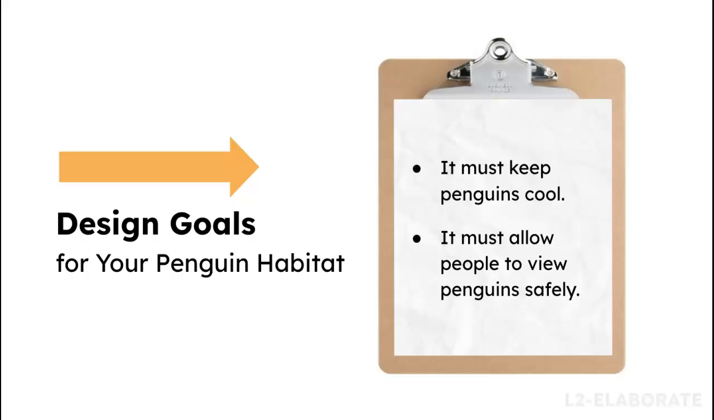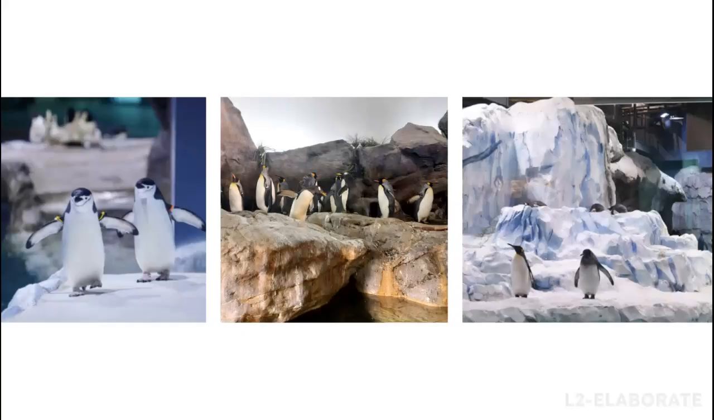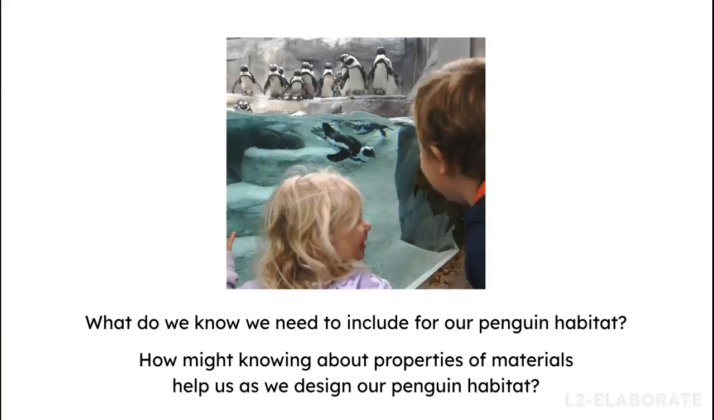You'll display and review the design goals from Lesson 1. You'll then have students observe the penguin zoo habitats and conclude the summary chart discussion by asking questions about what students need to include in their penguin habitat and how knowing what properties of materials help as they design their habitats.